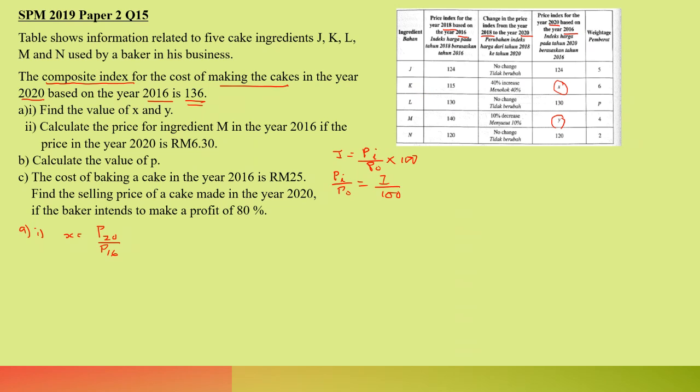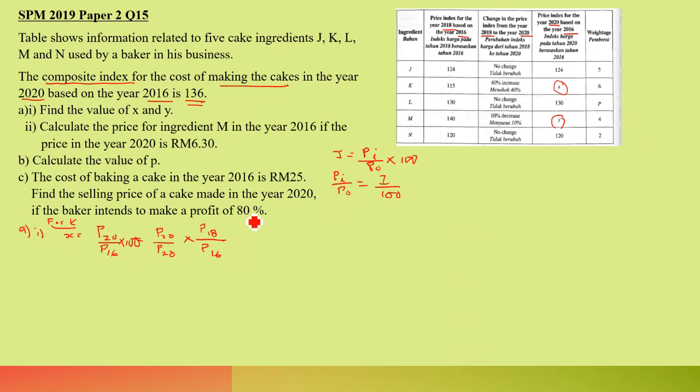This is for K. But you cannot calculate directly because we don't have any value. So what we need to do is break it up. We have another year in between, which is given to you, year 2018. So 2016 to 2018 and 2018 to 2020. Forgot to times by 100. You need to times by 100.